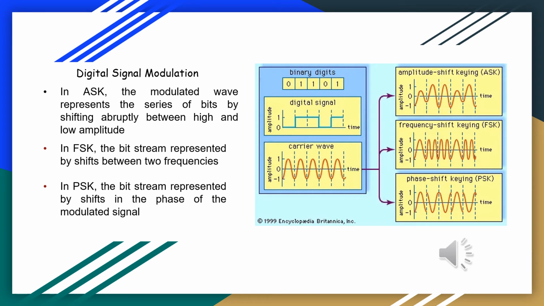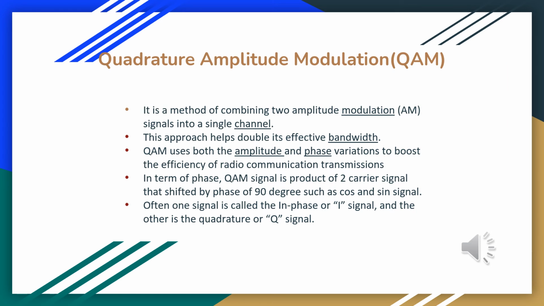In amplitude shift keying, the modulated wave represents the series of bits by shifting abruptly between high and low amplitude. On the other hand, in frequency shift keying, the bit stream is represented by shifts between two frequencies. And for phase shift keying, the bit stream is represented by shifts in the phase of the modulated signal. I know it doesn't make sense at this point. But anyway, let's talk about quadrature amplitude modulation.